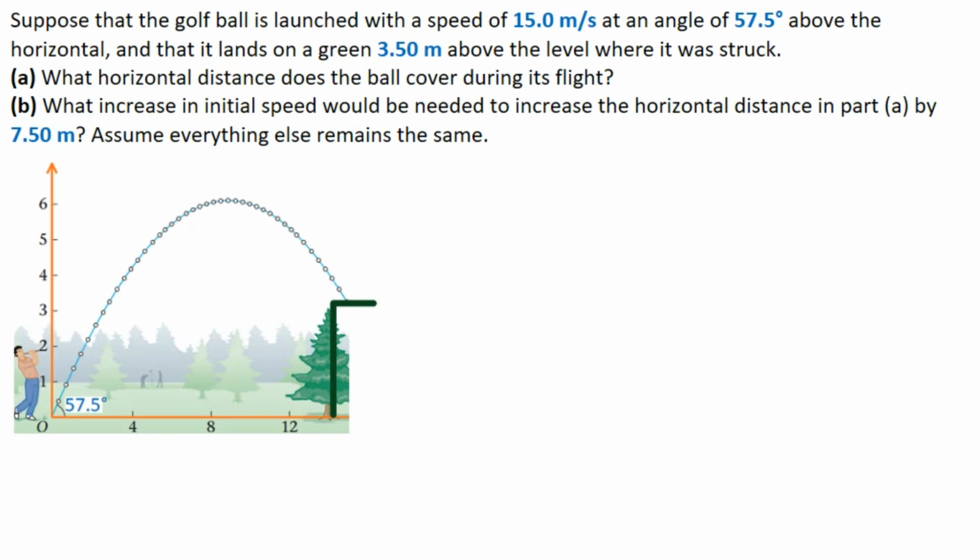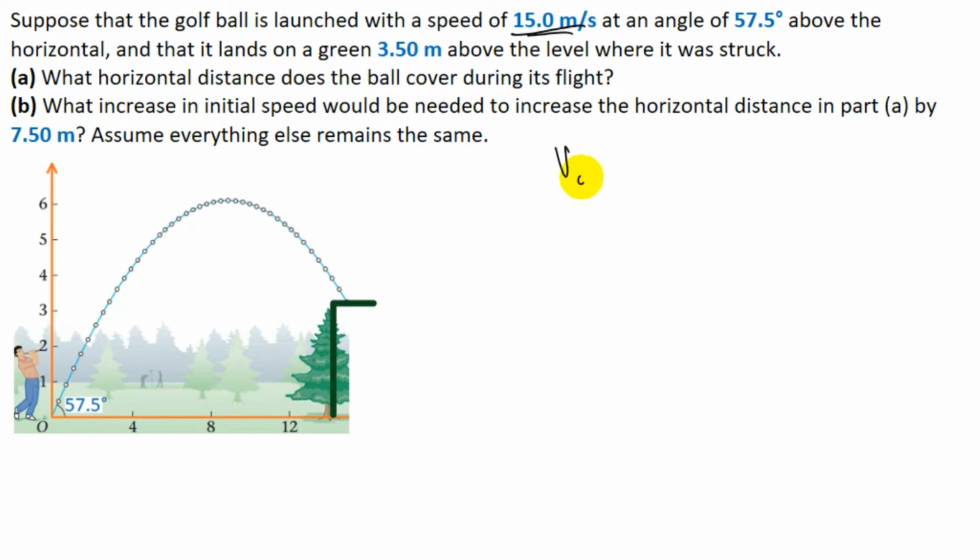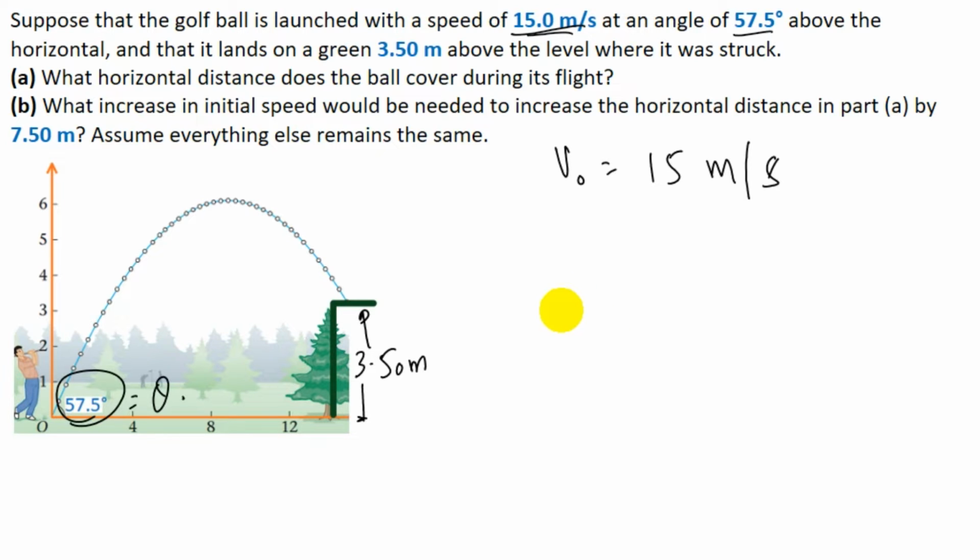So this is correct. Now in this question it is given that a golf ball is launched with the speed of 15 meter per second. So V0 is 15 meter per second at an angle of 57.5 degrees above the horizontal. So this theta is 57.5 degrees. Now it lands at a height of 3.50 meter above the ground. So this height is 3.50 meter. There are two parts in this question that we need to solve. In part A, we need to find the horizontal distance covered by the ball during its flight.